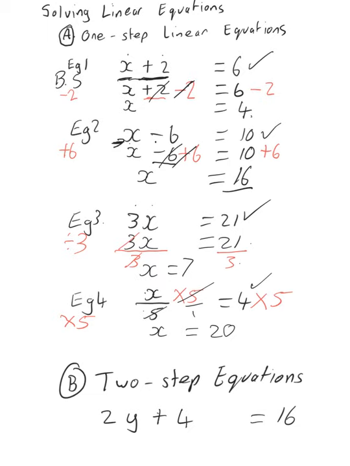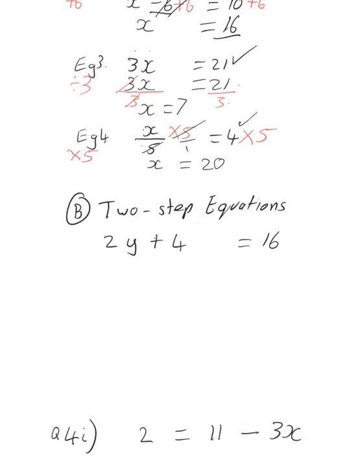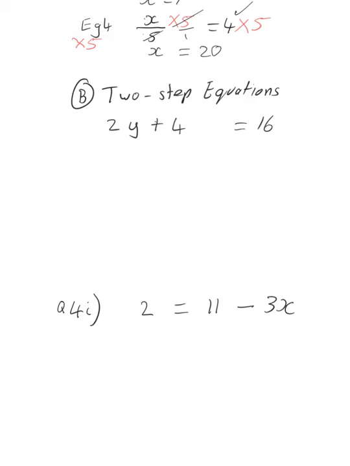Now, two-step equations are exactly the same idea as one-step equations, except you have to undo two operations. Now, you need to get the order that you undo them correct.